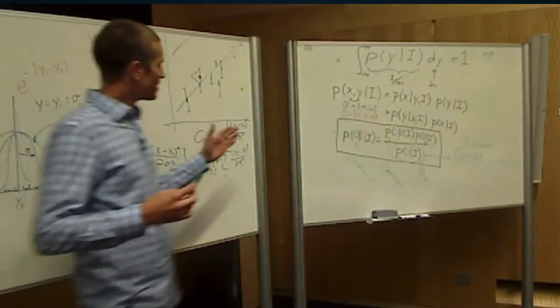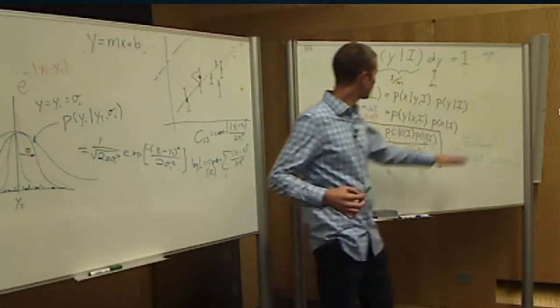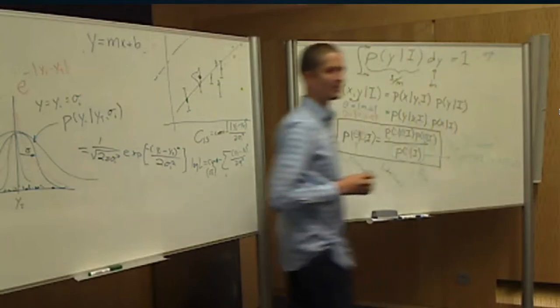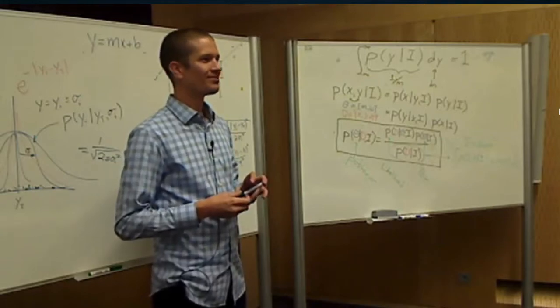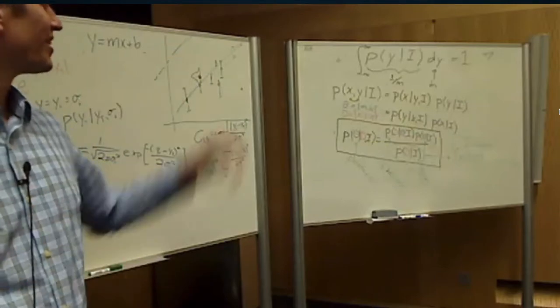So these are the four pieces of Bayes' theorem: the posterior, the likelihood, the prior, and the evidence, which usually you ignore because it's just a normalization. It's true. You just want to ignore the evidence. It doesn't matter.